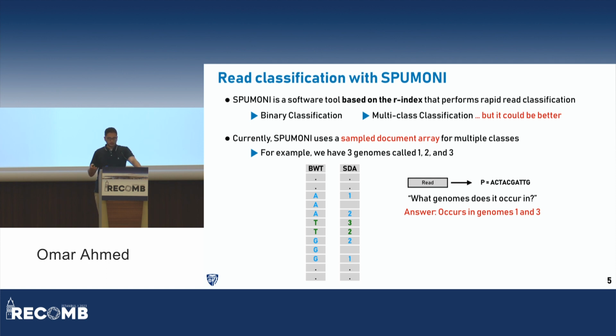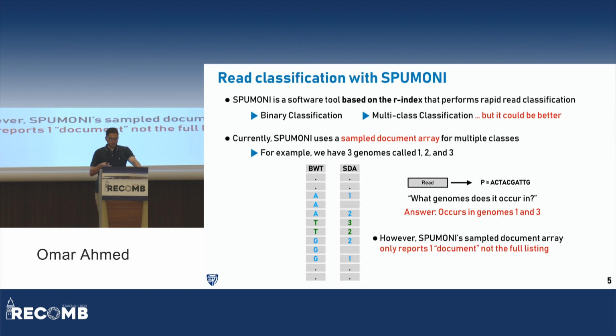So we have a read, say you have a substring P from that read and you want to classify it. The natural question to ask is, what genomes does that string occur in? And the true answer might be that it occurs in genomes 1 and 3. But right now, with Spumoni's sample document array, we would only be able to get one of these documents. So we're not getting the full listing, and that's the main weakness right now. That's an area that we want to improve on with this work that I'll talk about today.